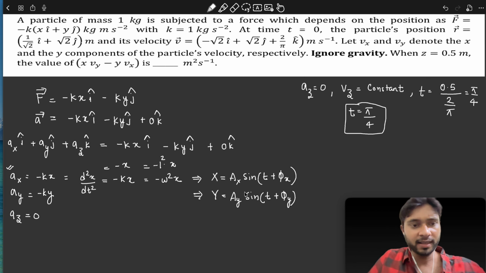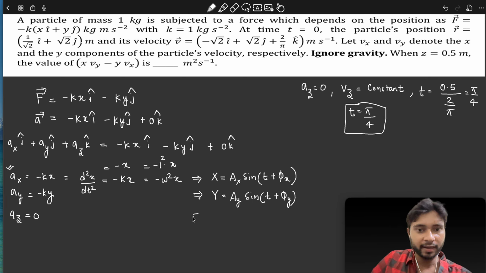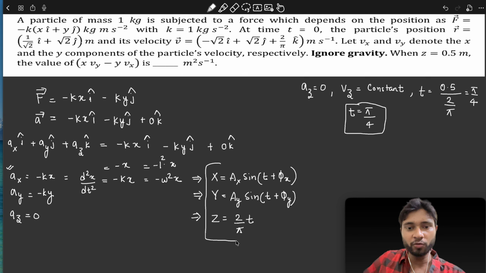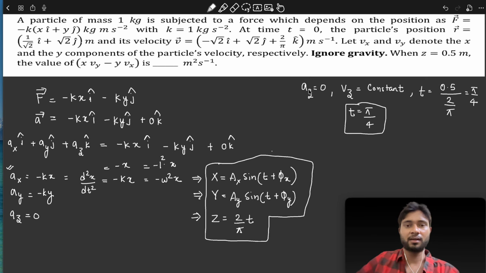Now I think our job is done, and we can simply write z is equal to... I am not interested in z because we don't have to do anything, but still I can write it, because velocity is 2 by pi, that is constant velocity, and acceleration is 0, so z is equal to 2 by pi t. This is the equation, this is how a particle is moving in x, y and z direction. That's it. Now we can get anything.